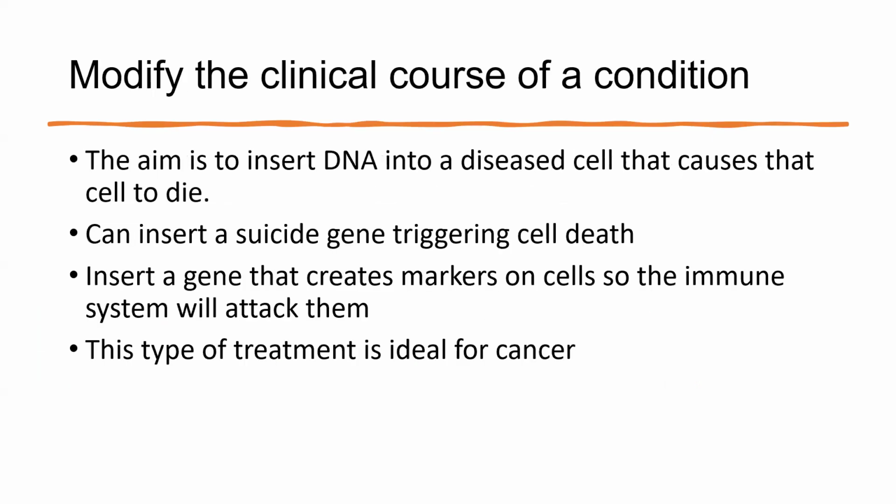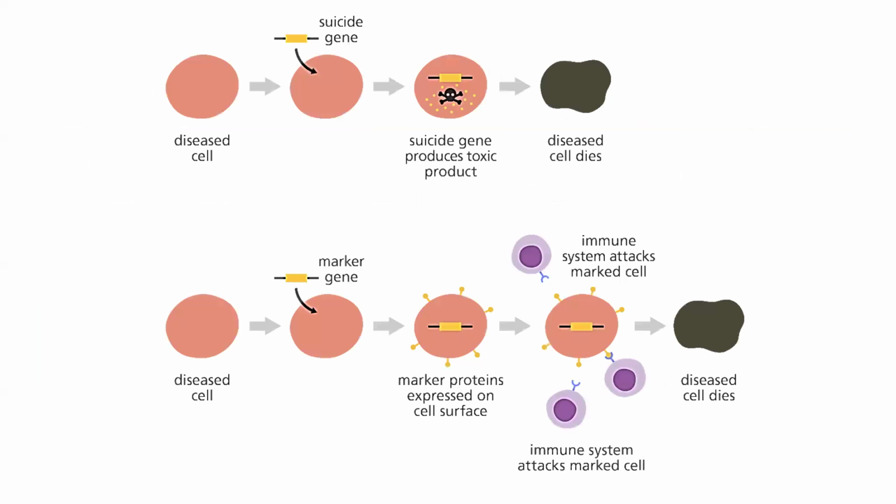Finally, we also have a third goal, which is to alter the clinical course of the condition. And typically, we're talking about cancer once again. Okay, and there are two ways to do it. You can deliver what's called a suicide gene. The suicide gene will go into the cancer cell, and then it will get turned on, and it will make some kind of toxic product that causes the cell to die, which is ideal, right? If the cancer cell is able to kill itself off because of the suicide gene, then the disease would be under control. And sometimes, instead of a suicide gene, you can insert a marker gene.